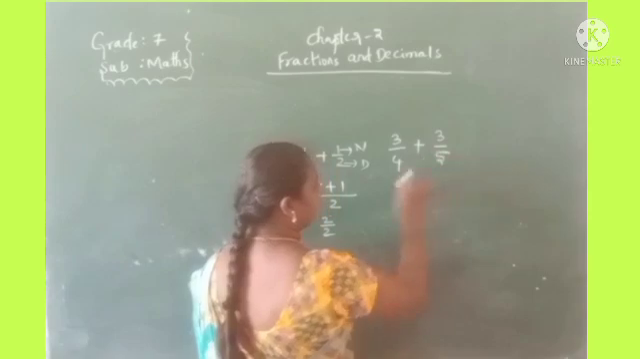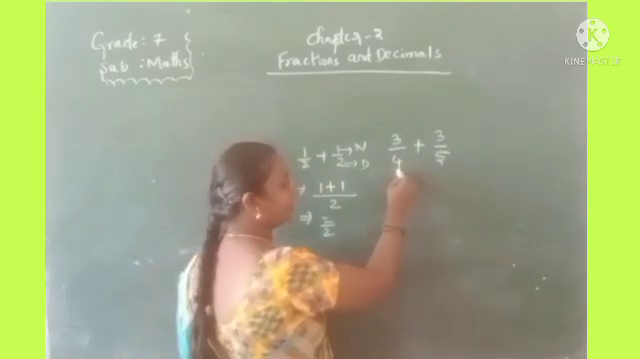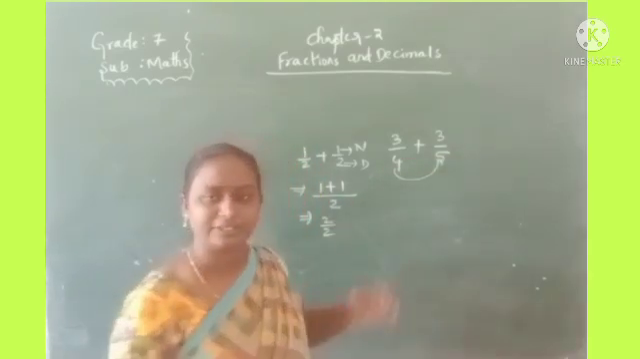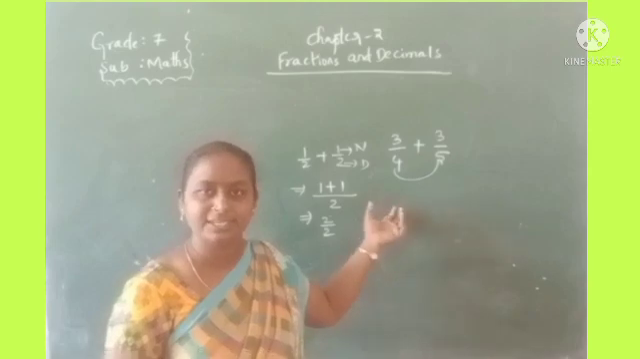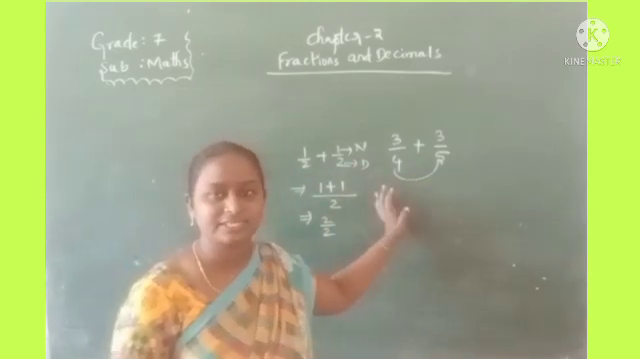Suppose the denominators are different, can you say how to add? Very good. First of all, find the LCM of 4 and 5. After that, you multiply the numerator and denominator by the LCM. Not only that, in subtraction also, we will follow the same procedure.